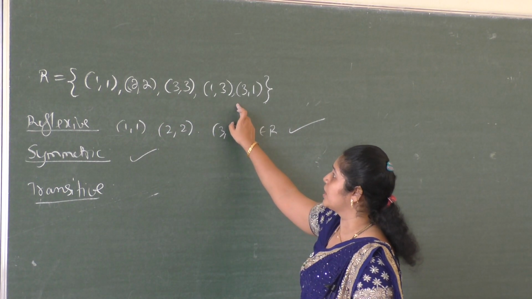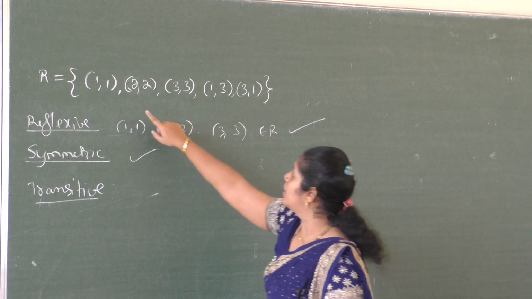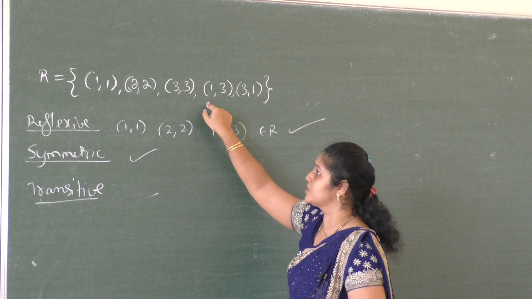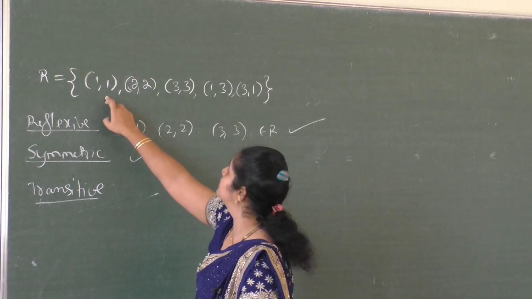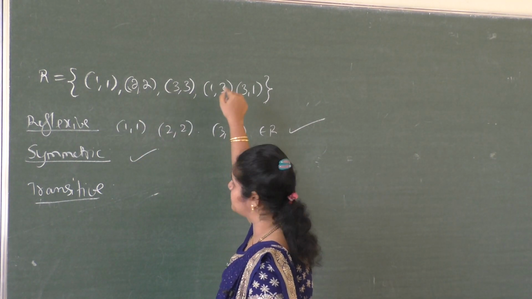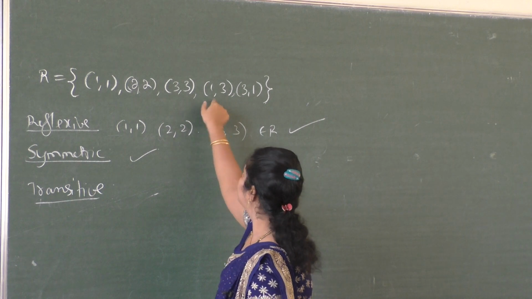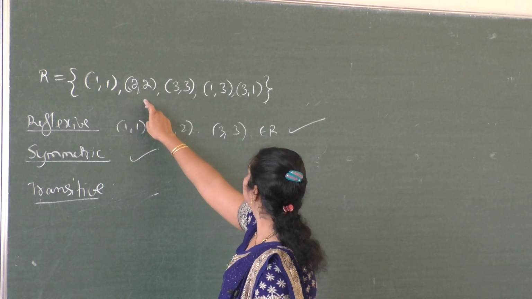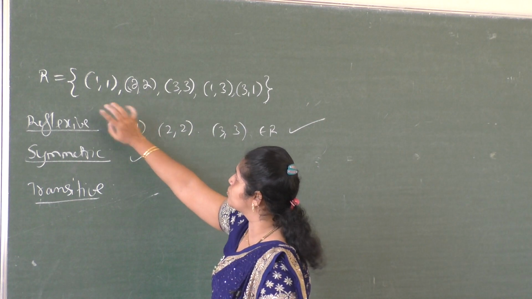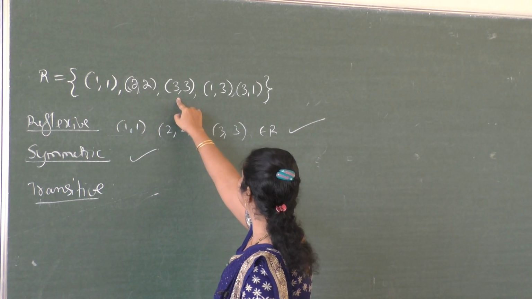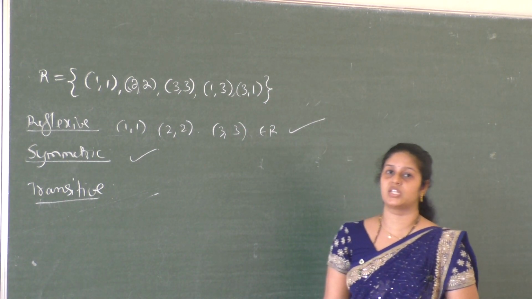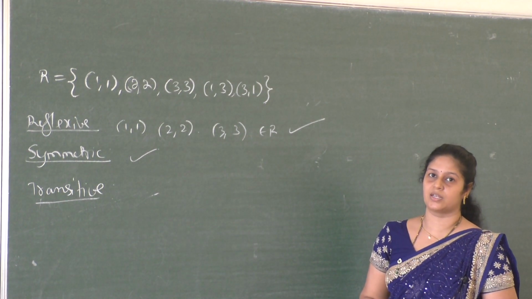Therefore, can we say this relation is transitive? You can take other ordered pairs also. So (1, 1), (1, 3), (1, 3) means we get the same element. Starting with 1, no other ordered pairs. (2, 2), there are no other ordered pairs to check. (3, 3), (3, 1), (3, 1). So therefore this relation is a transitive relation.